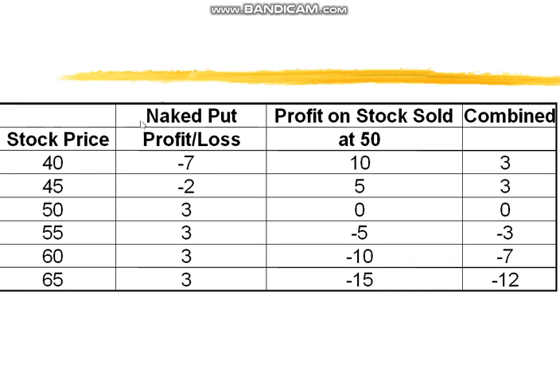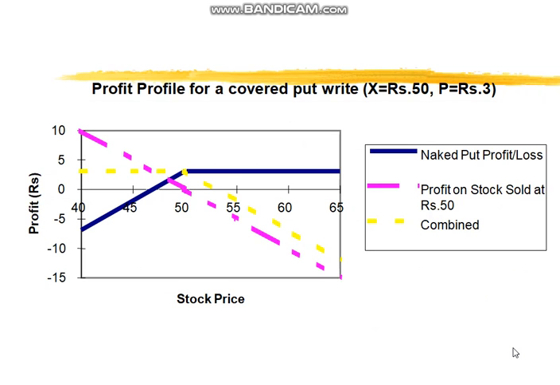This is the payoff table for a covered put. This second column represents your short put payoff, which we discussed earlier. This third column represents your payoff on the short position, and this is the combined payoff for a covered put. Fine. So the covered put is this yellow line which is being represented over here, and this purple line is your short position. You are clubbing this position with a short put position.